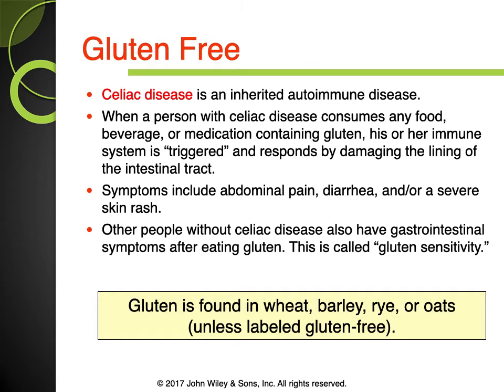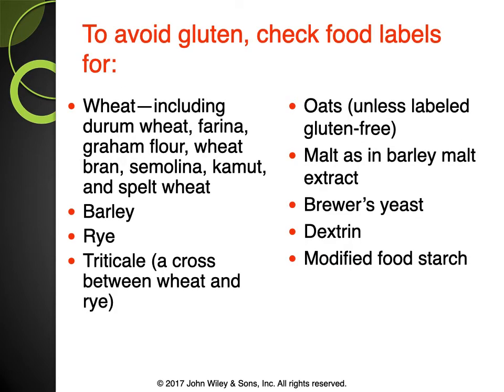Symptoms include abdominal pain, diarrhea, and/or severe skin rash. Other people without celiac disease also have gastrointestinal symptoms after eating gluten. This is called gluten sensitivity. Gluten is found in wheat, barley, rye, or oats unless it is labeled gluten-free. So even with oats, unless it's labeled gluten-free, don't take a chance.